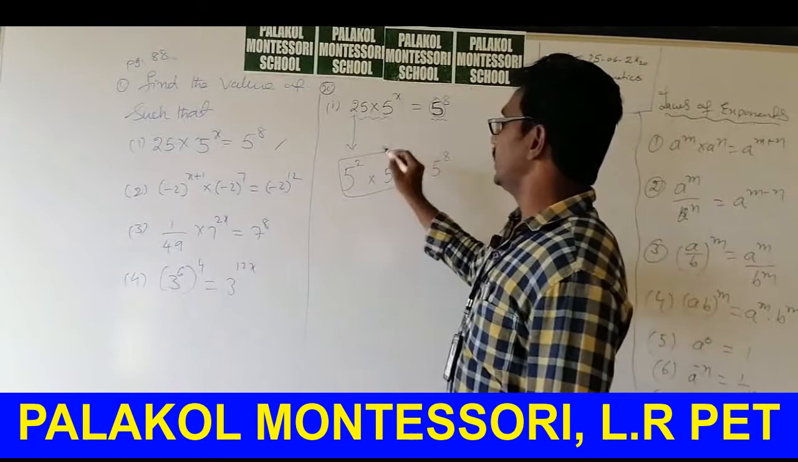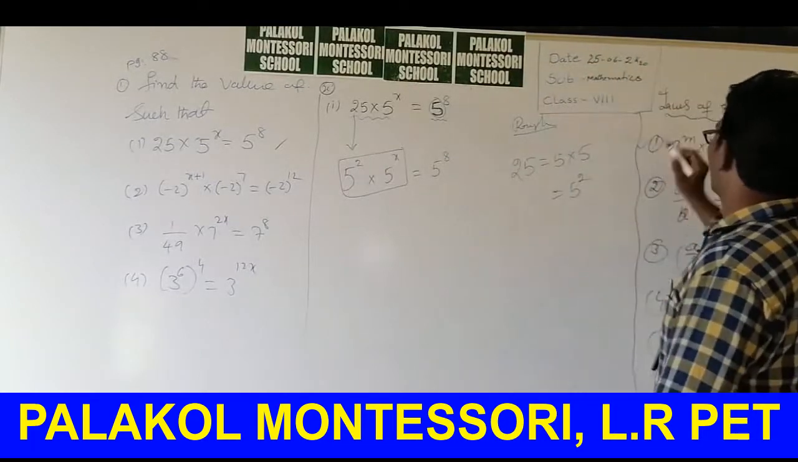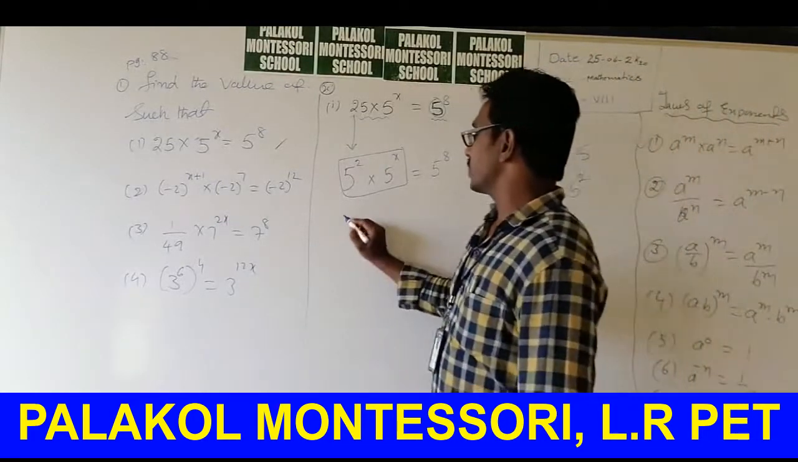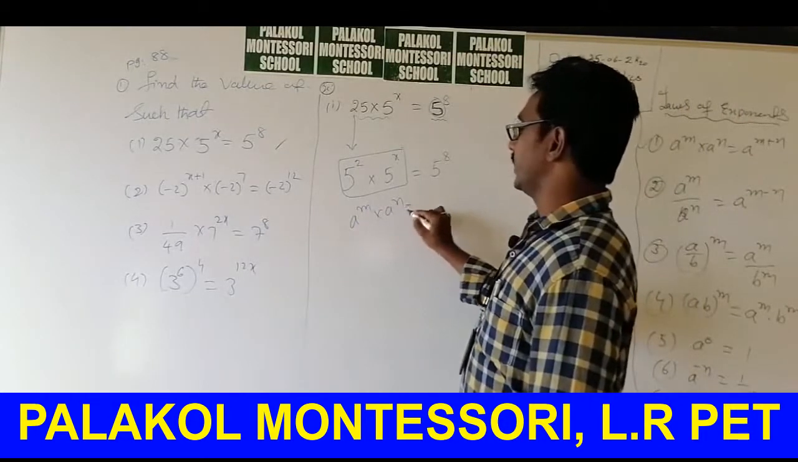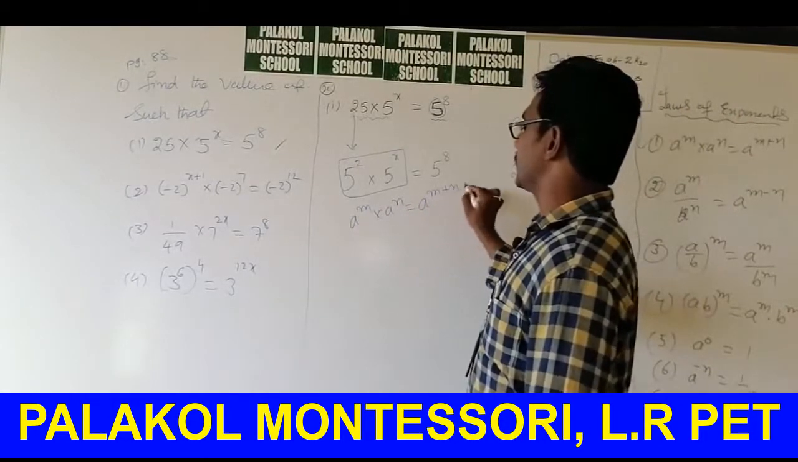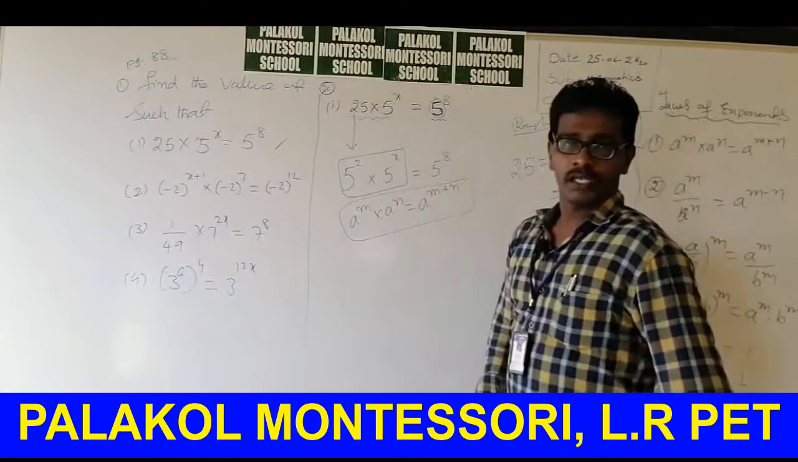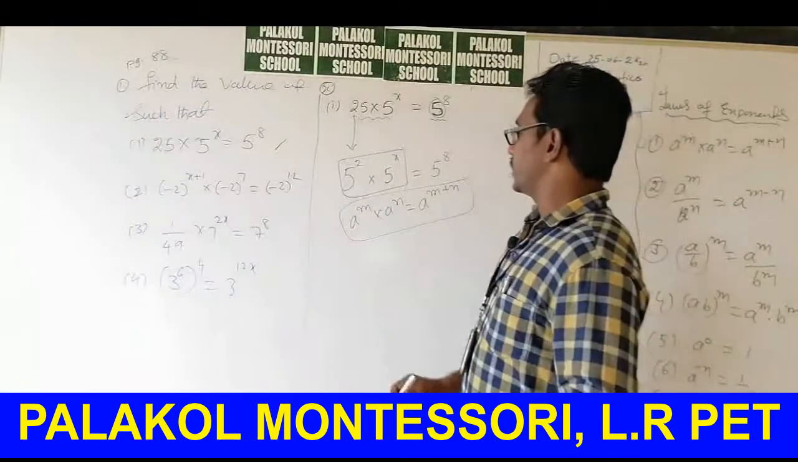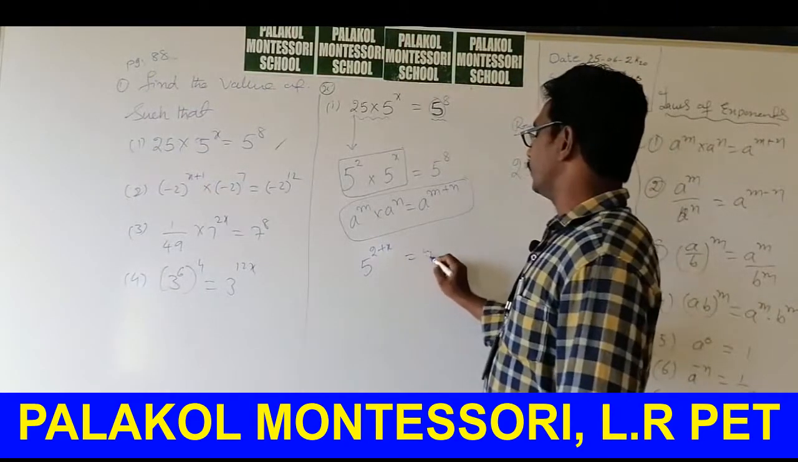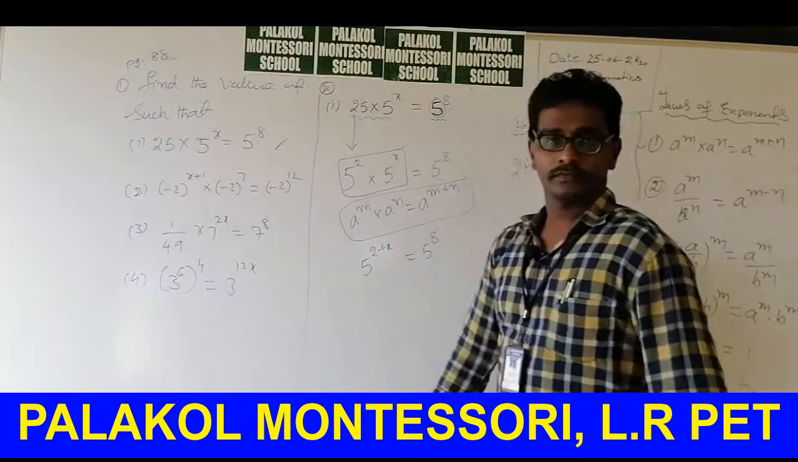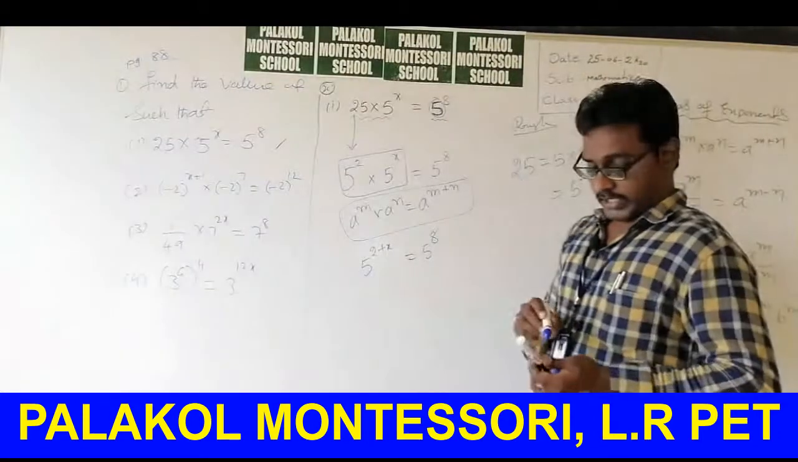Guys, here immediately apply the first law of exponents. What is the first law of exponents? a^m times a^n is equal to a^(m+n). Put it in the box, guys. So here apply that, 5^(2+x) is equal to 5^8. Guys, is it clear here?